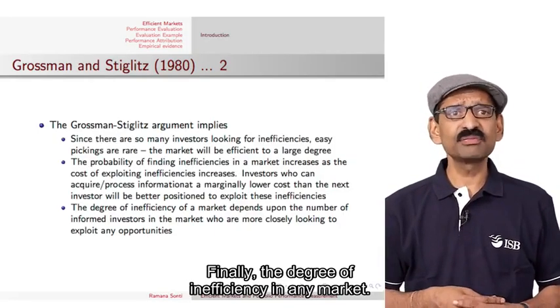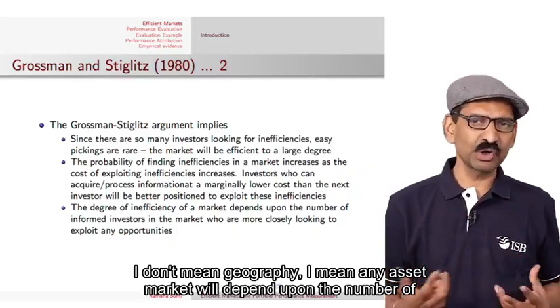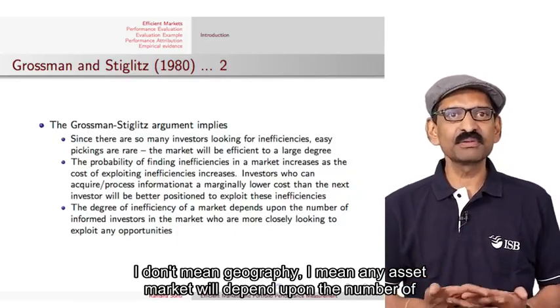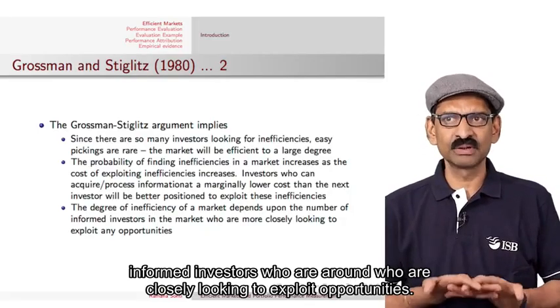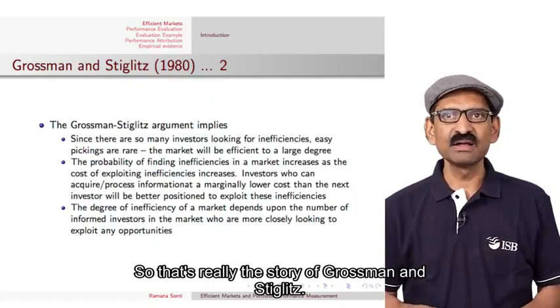Finally, the degree of inefficiency in any market, and when I say market, I don't mean geography, I mean any asset market, will depend upon the number of informed investors who are around, who are closely looking to exploit opportunities. So that's really the story of Grossman and Stiglitz.